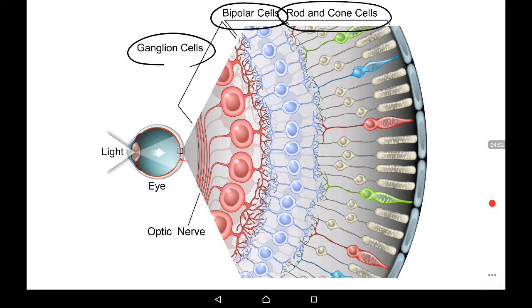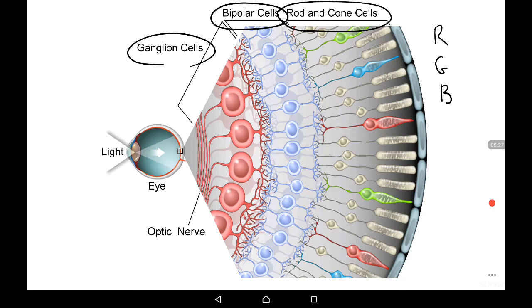We have three types of cones for color vision. We have cones for R, G, B: red, green, and blue color. By combining and mixing these colors, the eye may see many billions of colors of surrounding objects.